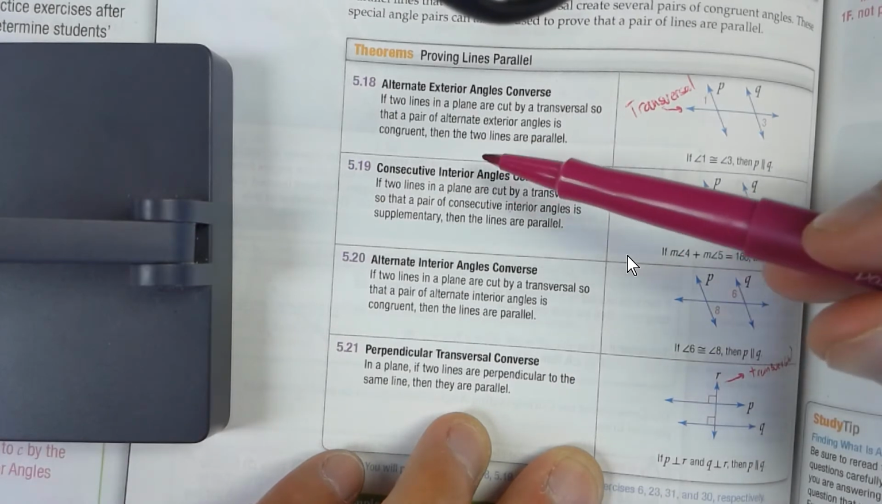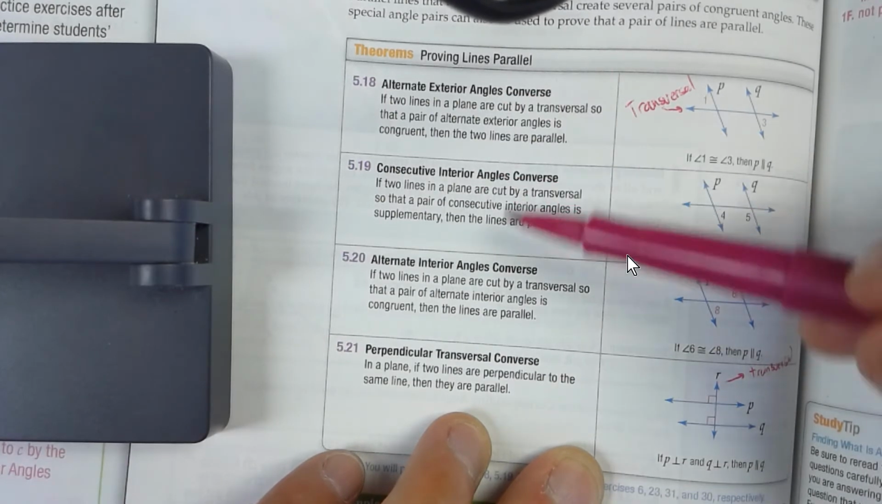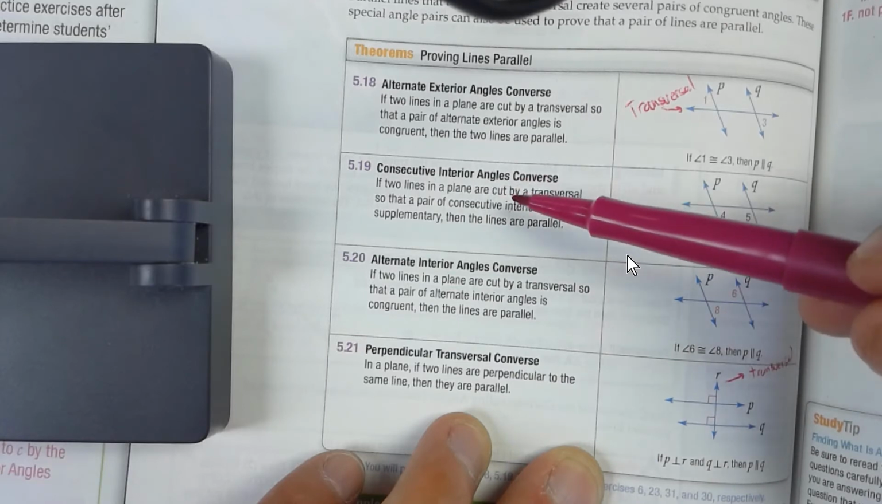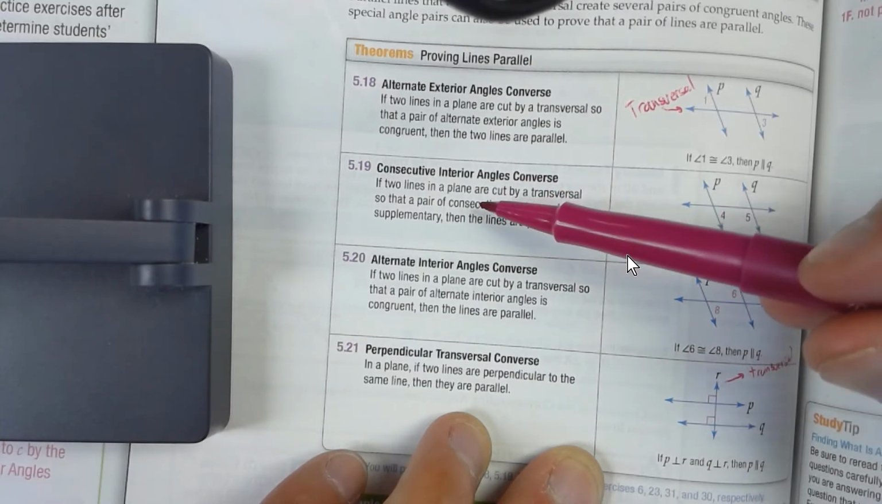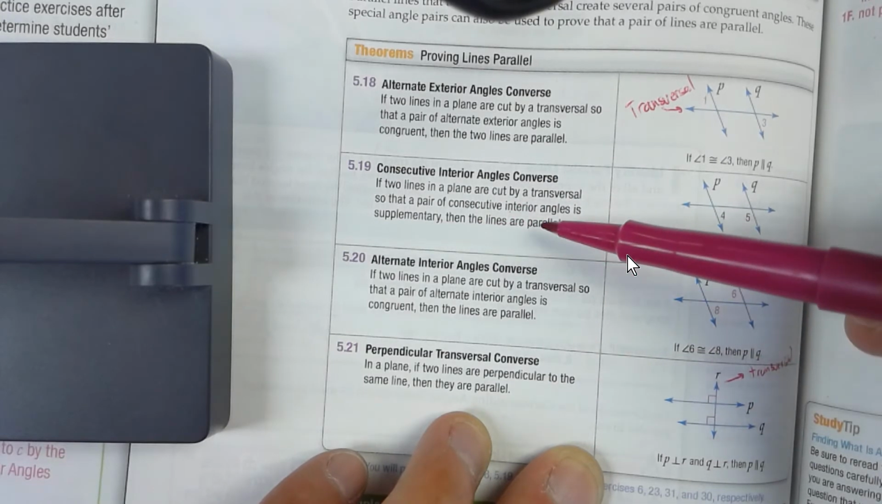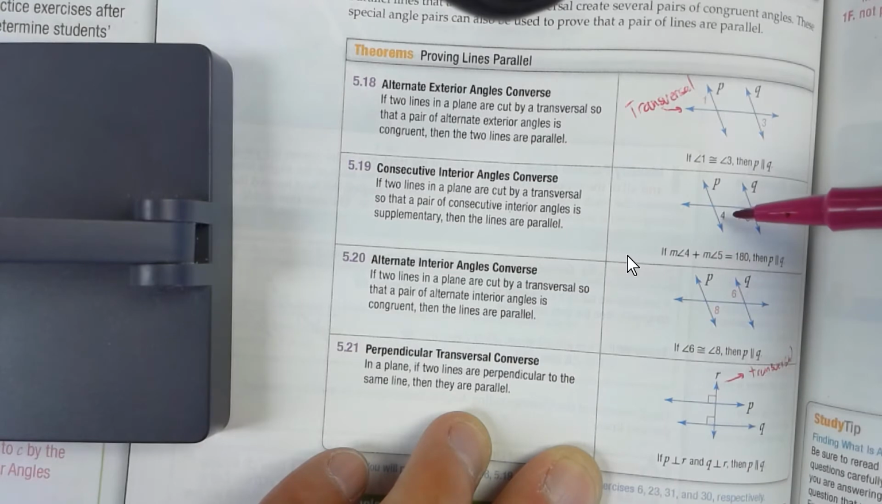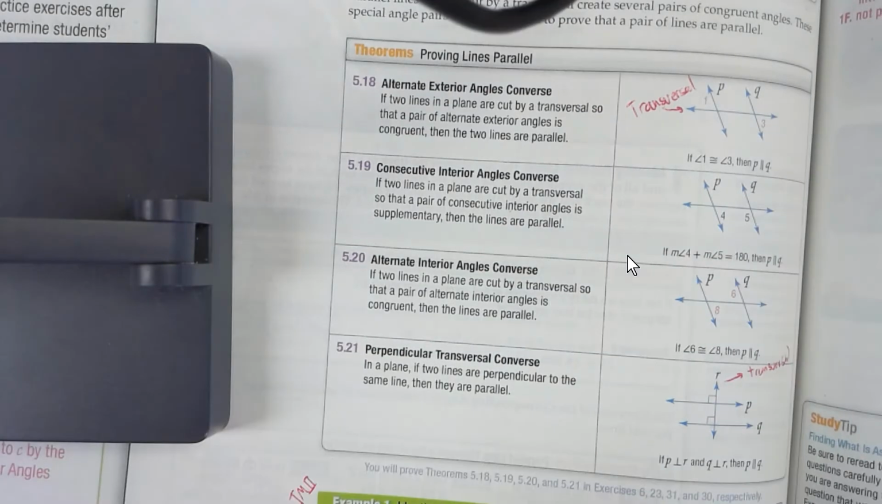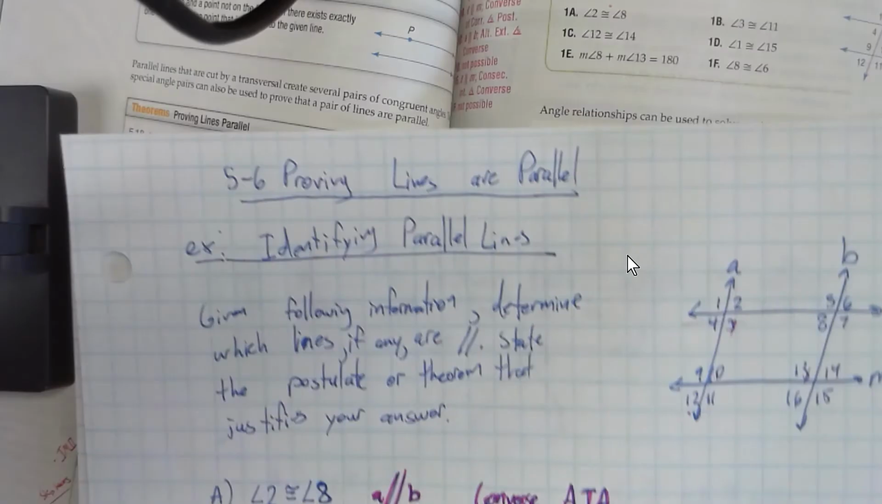It's not alternating interior angles. It's consecutive interior angles. Converse says that if two lines in a plane are cut by a transversal so that a pair of consecutive interior angles is supplementary, meaning they add up to 180, then those lines are parallel. Such as, if you can prove that 4 and 5 are for sure going to add up to 180, then that makes P and Q parallel. Let's check this out over here.